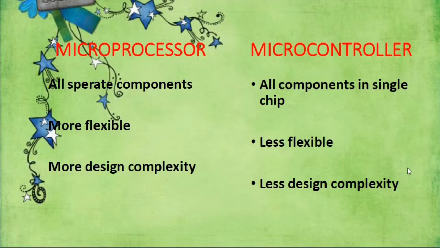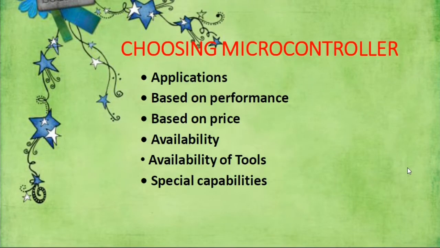Now we are going to see the difference between microprocessor and microcontroller. All separate components are available in a microprocessor. All components are in a single chip in a microcontroller. More flexible in microprocessor. Less flexible in microcontroller. More design complexity in microprocessor. Less design complexity in microcontroller. Choosing a microcontroller: application based, based on performance, based on price, availability of tools, specific capacity.